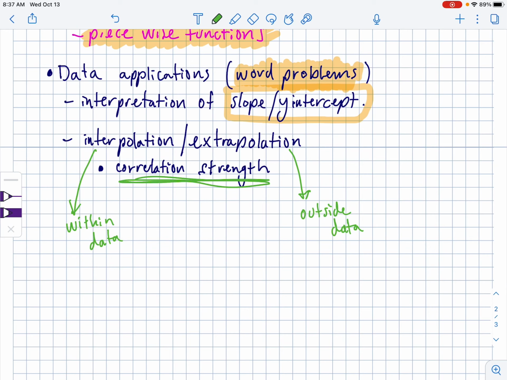But extrapolation is where it gets tricky and you need strong r values. Okay.